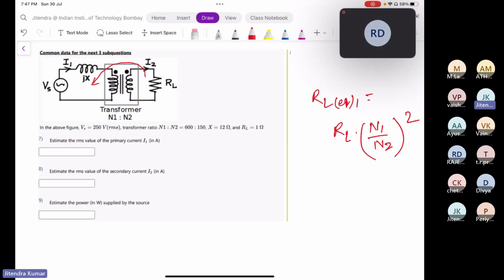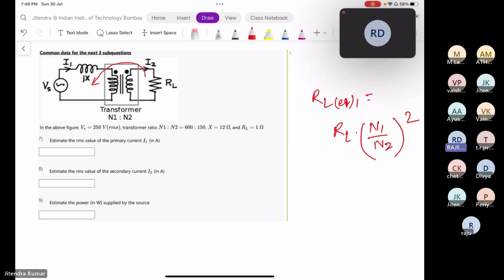No, you directly apply I2 squared RL. I2 squared RL, okay. This is fine because the core loss resistance is not mentioned in the circuit. So whatever power is going to the output must be supplied from the input. Anyone saying something? Sir, we can also estimate the source power supplied from the primary side using the formula Vs into I1. Obviously, you can compute it by multiplying Vs into I1.